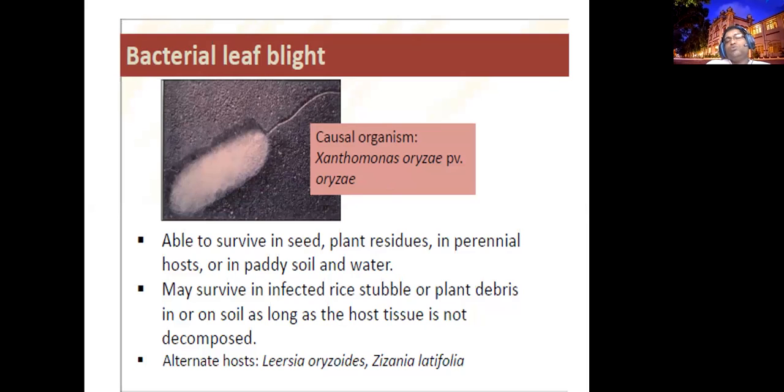So there are three modes of movement, not by insects, by which it can move and target the host. Among alternate hosts, there are weeds like Leersia and Zizania, which are perennial grasses. You can expect this disease in these grasses also, and they act as a harbor even in the off seasons.